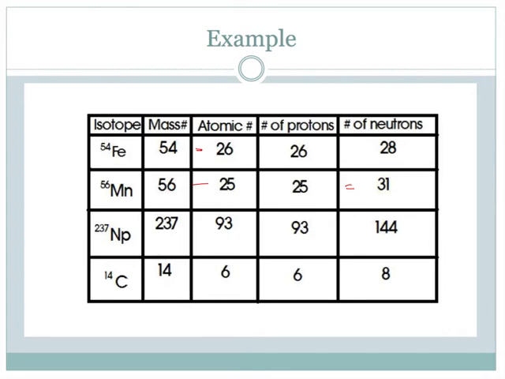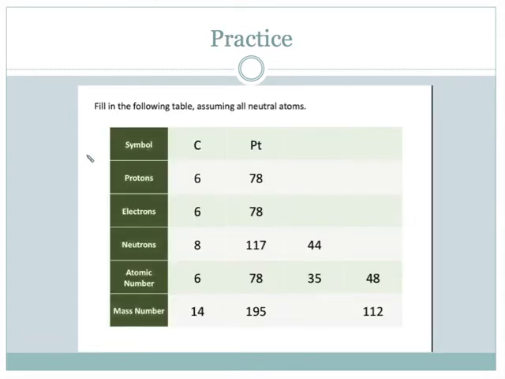On the next slide, I have some for you to practice with. Here I would like you to fill in the symbol at the top. Give me my number of protons, number of electrons. We're going to assume they're all neutral. Calculate the number of neutrons if needed, or calculate the mass number if needed. Pause the video, perform those calculations. I will give you your answers on the next slide.